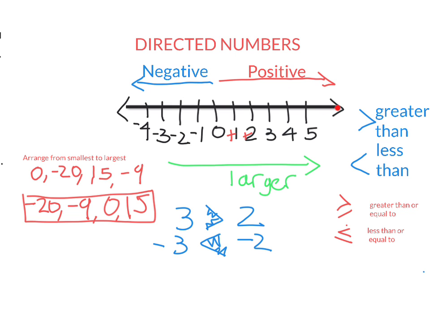So numbers to the right on the number line are greater or larger than, so we use this symbol to indicate a number's greater or larger, and this symbol to indicate a number is less than. But the relationship is sort of reversed when we talk about negative numbers. So like 20 is greater than 9, but minus 20 is less than minus 9. 5 is greater than 1, but minus 5 is less than minus 1.